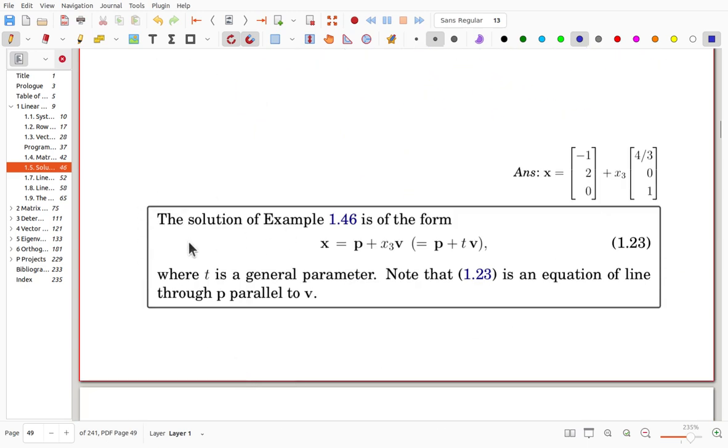Now, the solution of the example is of the form x equals p, a constant vector, plus x3 times a vector. We may consider x3 as a parameter t and the vector as v. Of course, we call this one v. So this is an equation of a line through p parallel to the vector v. We call v the direction vector.